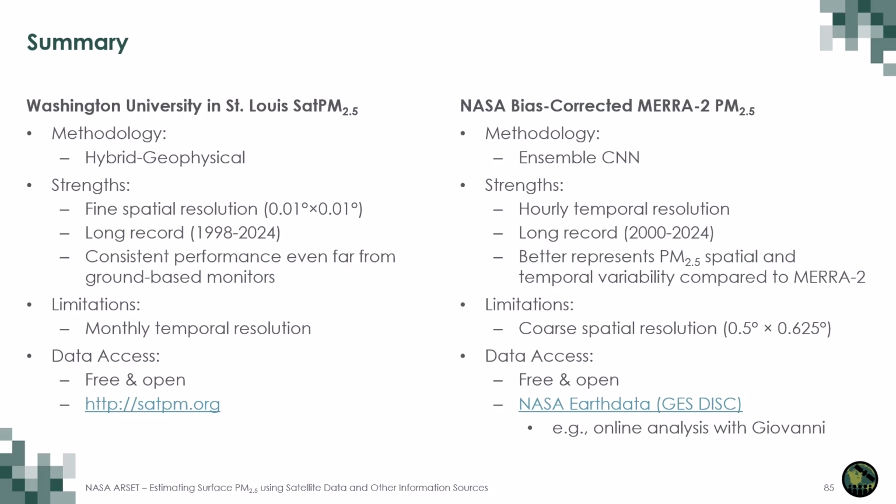And this dataset represents PM2.5 spatial and temporal variability much better compared to the MERRA-2 global reanalysis dataset on which it was based. A possible limitation to consider when using this dataset is its relatively coarse spatial resolution. It's available on the original MERRA-2 grid, which is a 0.5 by 0.625 degree, or roughly 50 kilometer, spatial resolution grid. These data are also free and openly accessible via NASA Earthdata. And for example, you can use tools like Giovanni to do online analysis with this data product.